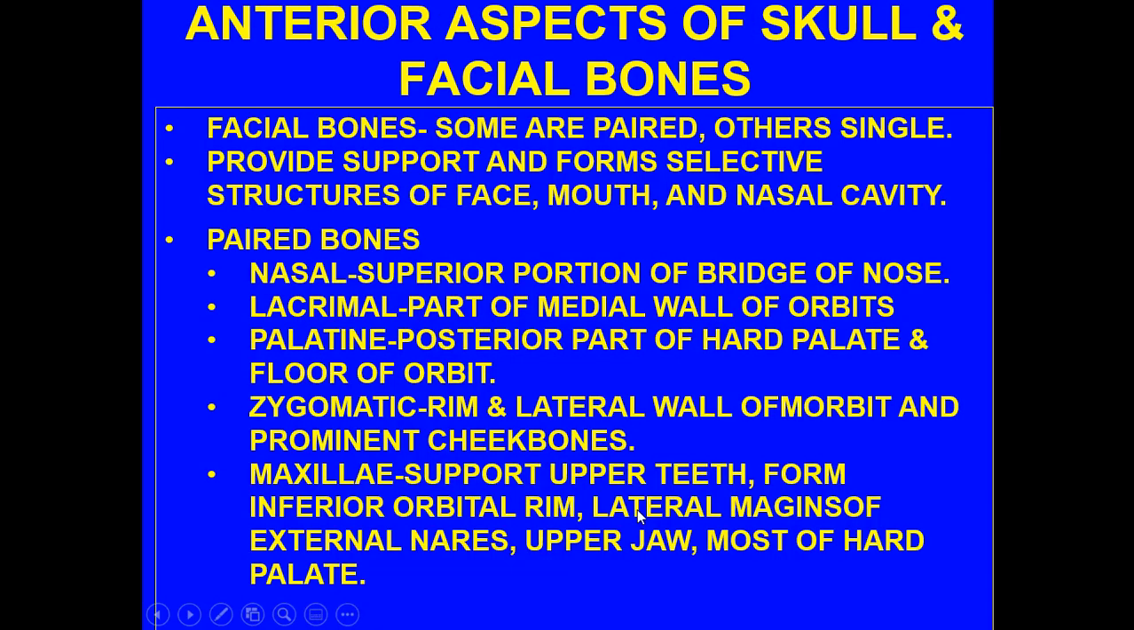When we talk about facial bones, you want to keep in mind that some of them are paired, others are single. They provide support and form selective structures that we would be familiar with in the sense of the face, mouth, and nasal cavity. Paired bones. When we talk about the paired bones, we're talking about the nasal. This is the superior portion of the bridge of the nose. The lacrimal, which is part of the medial wall of the orbits. The palatine, which is the posterior part of the hard palate and floor of the orbit.